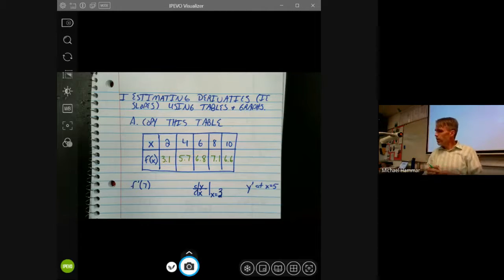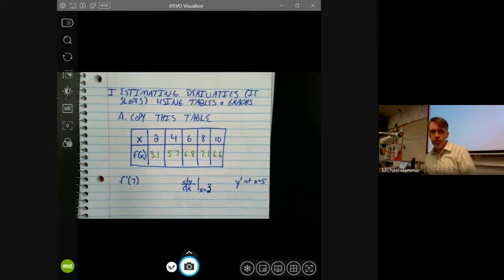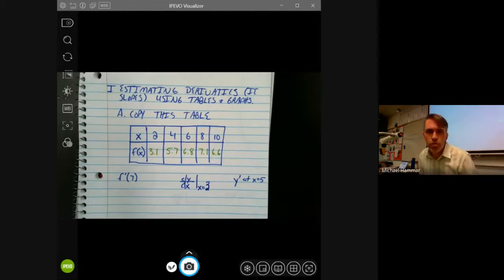Now, if you notice here, it says we're going to estimate derivatives using tables and graphs. So I'm giving you a table here, and you notice that we have some x values, and they're all even numbers, and we have some y values, and they're all some sort of decimals. So the first thing I want you to notice is that in all three of these problems, I use all three of the representations for derivative. Okay, we can say f prime of 7. So let's figure out what f prime of 7 is.